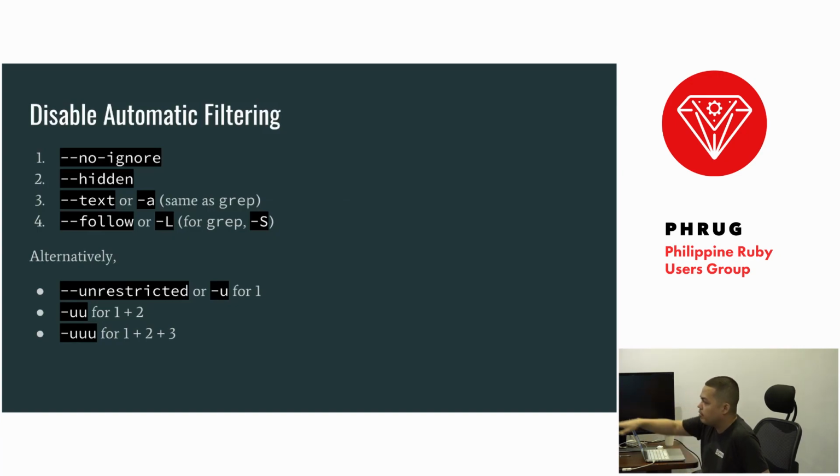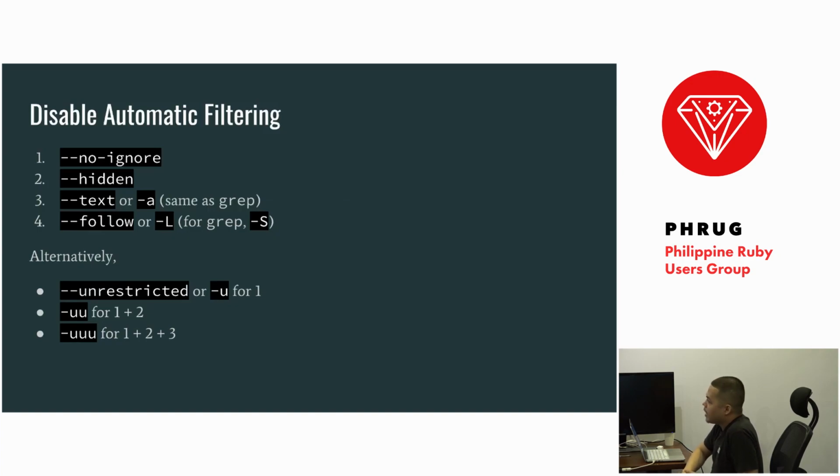And then alternatively, you can use --unrestricted. If there's just one -u, that's equivalent to --no-ignore. And then for -uu, it's --no-ignore and --hidden combined, and then the triple u is for the first, 1, 2, and 3. If you want 1, 2, 3, and 4, you also need to add -L.